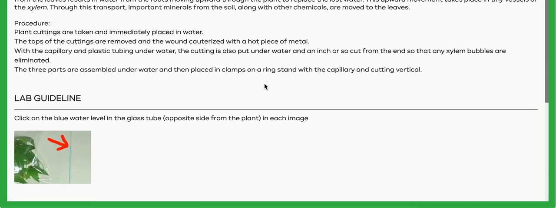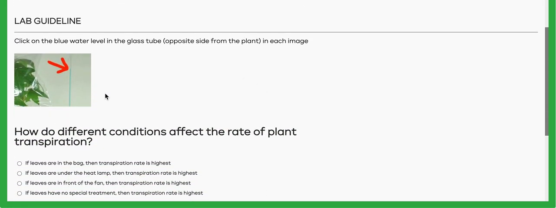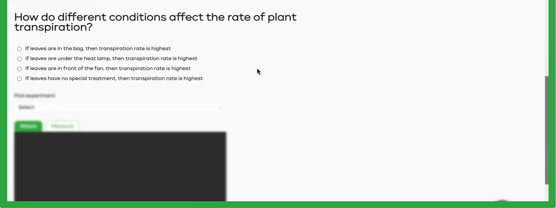So once you've read over the lab description, you've looked at the guideline that shows you how to measure. We're going to be clicking on the level of the blue water in the capillary on the right. Now let's go ahead and do the lab itself. So consider this question: how do different conditions affect the rate of plant transpiration, or in other words, the evaporation of water through those leaves?